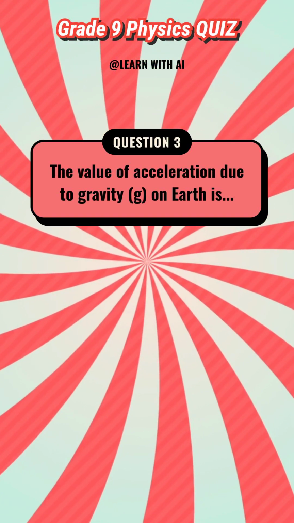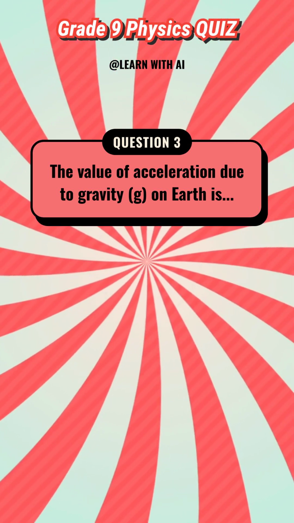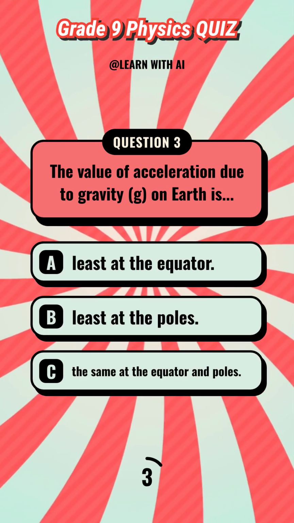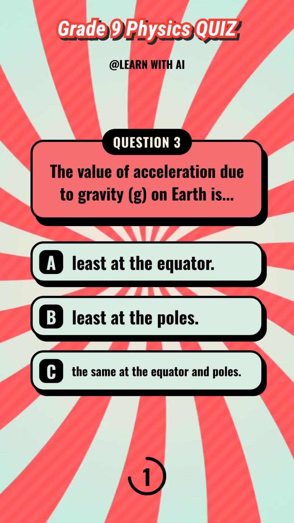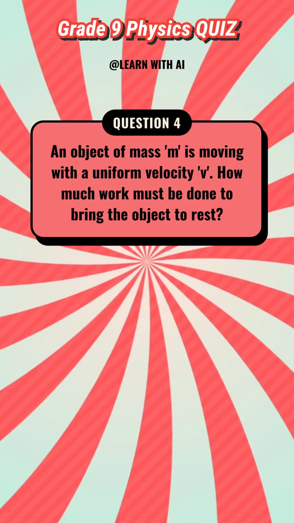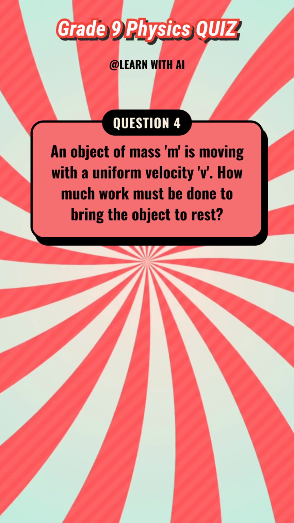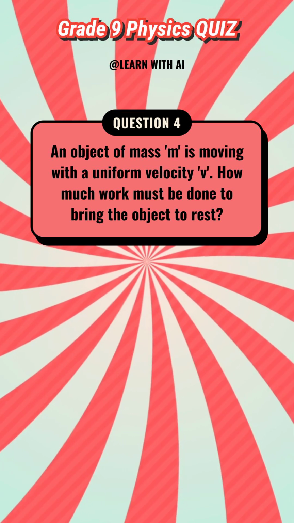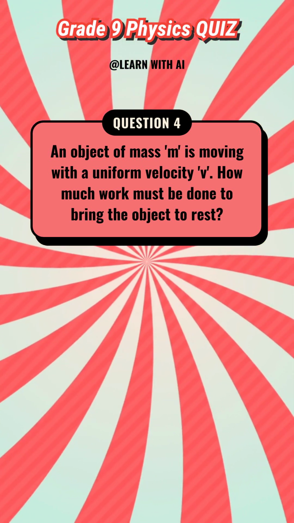The value of acceleration due to gravity, g, on Earth is. An object of mass m is moving with a uniform velocity v. How much work must be done to bring the object to rest?